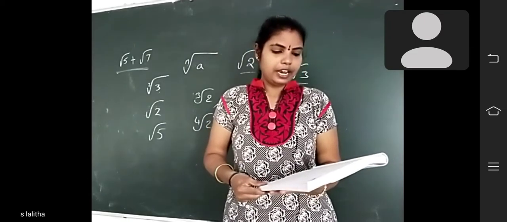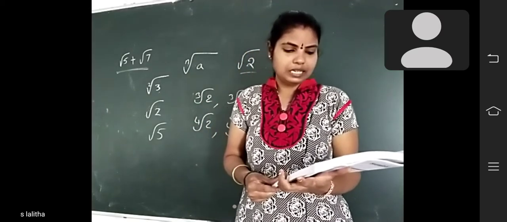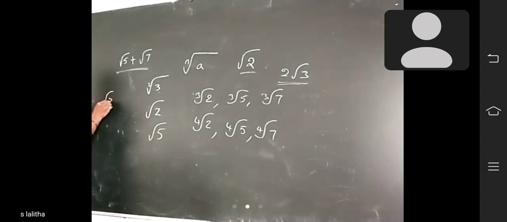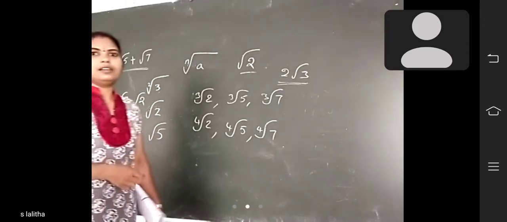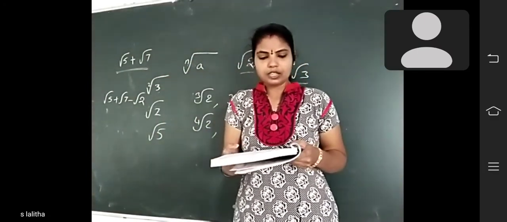Next, trinomial surds. Compound surds consisting of three terms are said to be trinomial surds. That means you have to write three terms. Root 5 plus root 7 minus root 2. Here how many terms are there? Is this a compound surd or not? Yes. Here plus is there, minus is there. So these are compound surds. This compound surd has how many terms? Three terms. 1, 2, 3. So that surd is called, what is that? Trinomial surd.